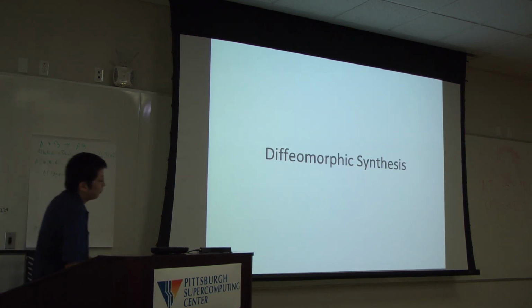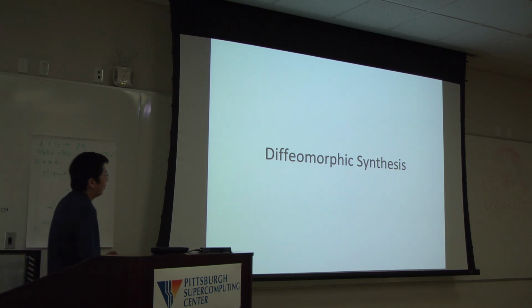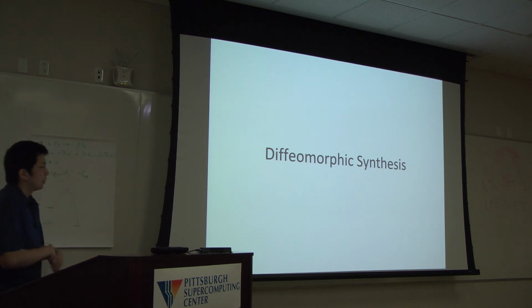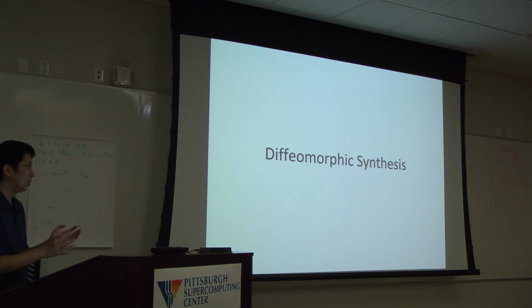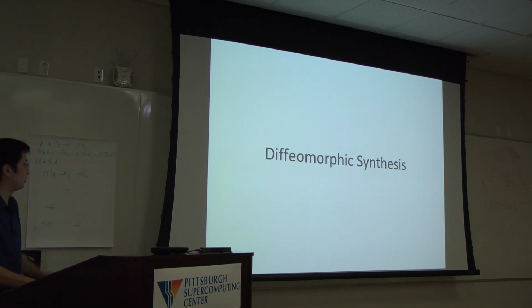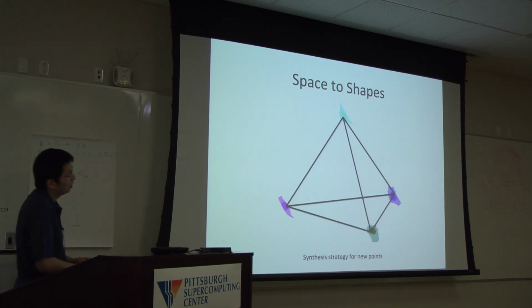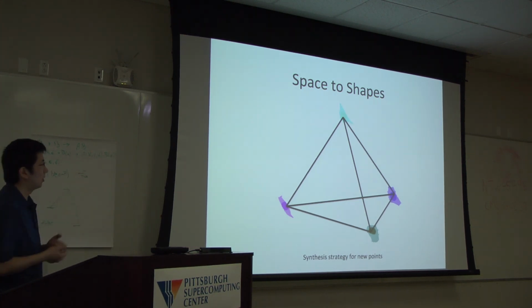So now I have introduced several different strategies for building the diffeomorphic model. Now I'm going to talk about the synthesis using the diffeomorphic model. As we said, we can also generate new shapes from our model. So the synthesis is for this purpose. Once we get our shape space, which is the model, we can also synthesize some new shapes.